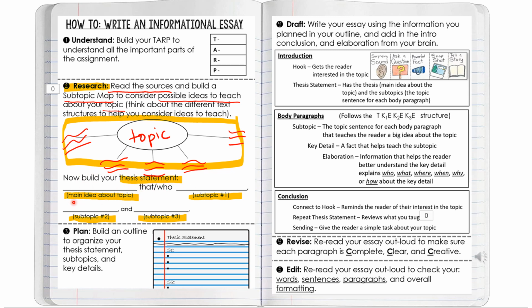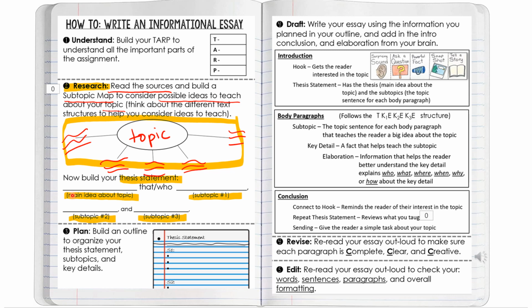I need to say a big idea about pizza, and then I need to tell the 3 things I'm going to teach. So I know I want to teach the history of pizza. I want to teach the difference between deep dish and pan pizza, and I want to teach about pizza as a business. So those are the 3 things. Maybe pizza makes a lot of money. Maybe that's really what I want to say. Like pizza is big business.